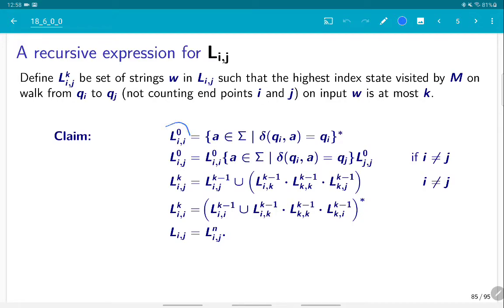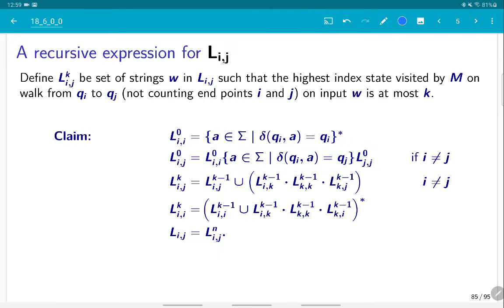Okay, so L_ii^0 is essentially you're not allowed to go to any other state, so you're just going to use self loops. So you take all the letters that lead from q_i to itself, and then you have to put a Kleene star, because we can take as many of them as we want. L_ij^0, when i is different than j, is, well, we can stay in i as much as we want. Then we have to take the edge across, right? This is the transition letter. And then we can stay as long as we want in j, right? So we get this equation.